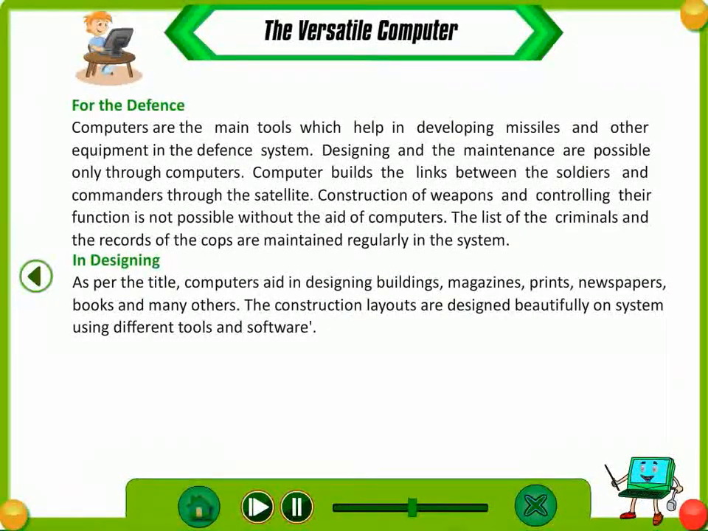In designing, as per the title, computers aid designing buildings, magazines, prints, newspapers, books, and many others. The construction layouts are designed beautifully on the system using different tools and software.